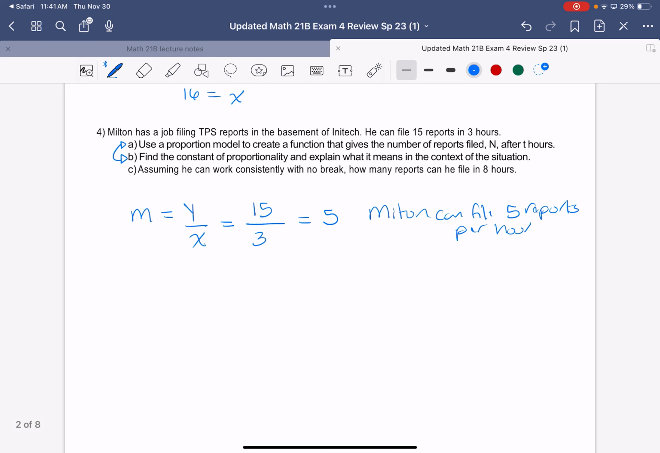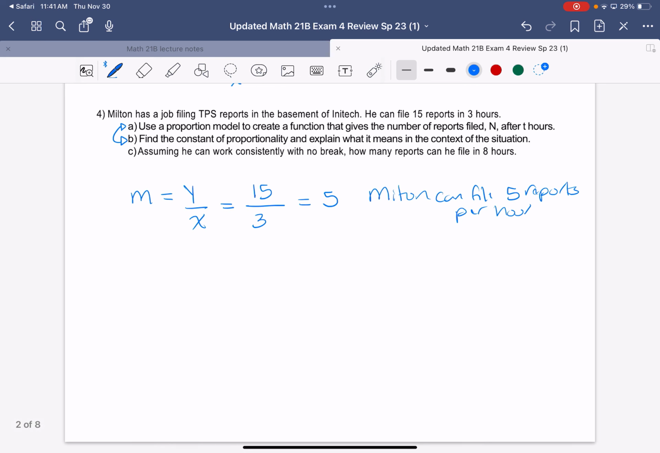Okay, next, we're jumping back to part A. Use a proportion model to create a function that gives the number of reports filed. Remember, y equals mx plus b. So y equals 5x. And what's b? 0, because it's a proportion. So we just have y equals 5x.